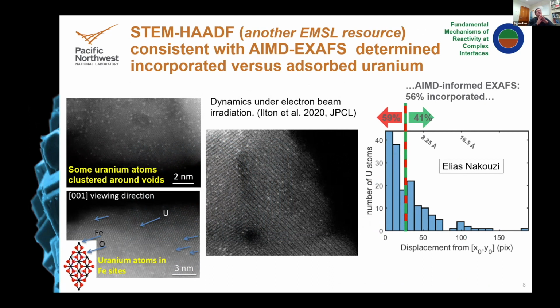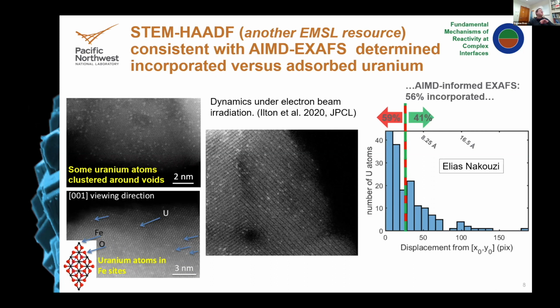And so we're kind of lucky that uranium has a very high Z contrast with both iron and oxygen. So we can use STEM HAADF and we can actually visualize uranium atoms. And this aberration corrected TEM is another EMSL resource that we used. To sum it up, basically it's consistent with our AMD EXAFS approach. And I'm going to go through this in a little bit of detail.